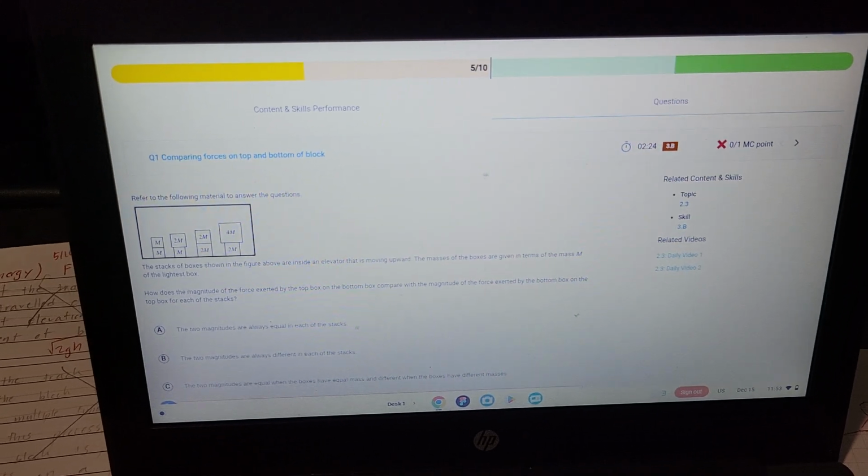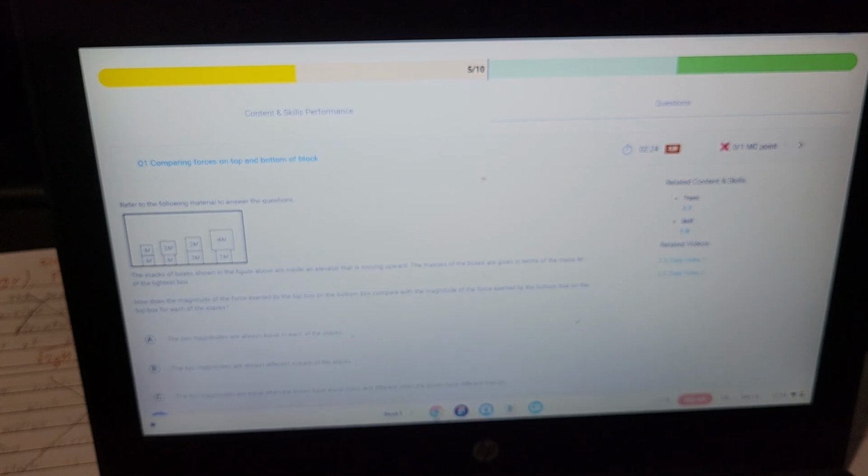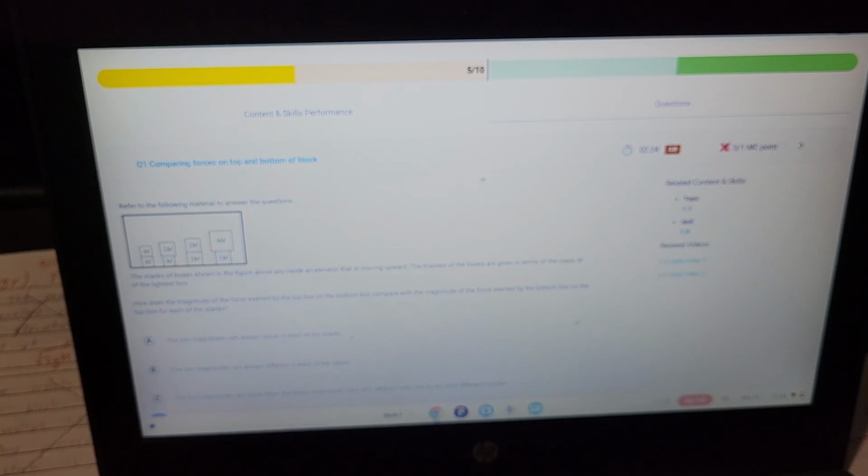Okay. So, this one I just didn't take into consideration Newton's third law of motion, which basically means that all of these action-reaction forces, all of these boxes, have the same magnitude. Okay, let's go to the next one.